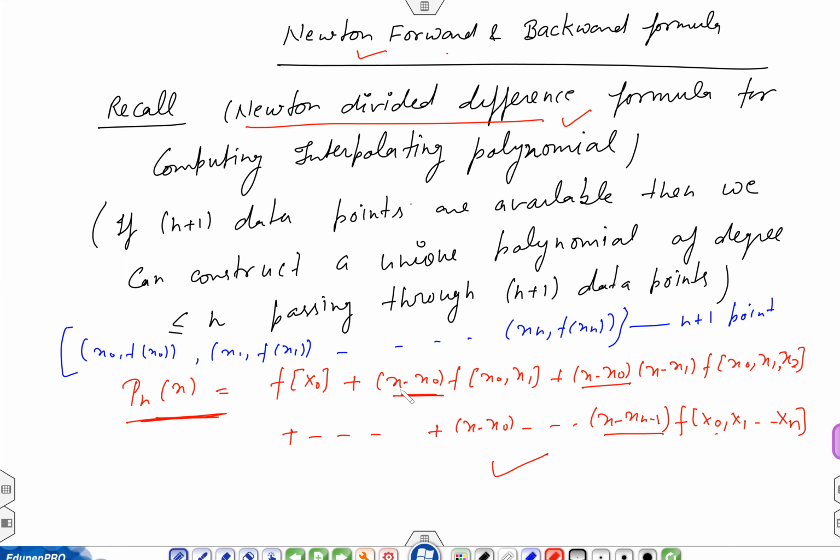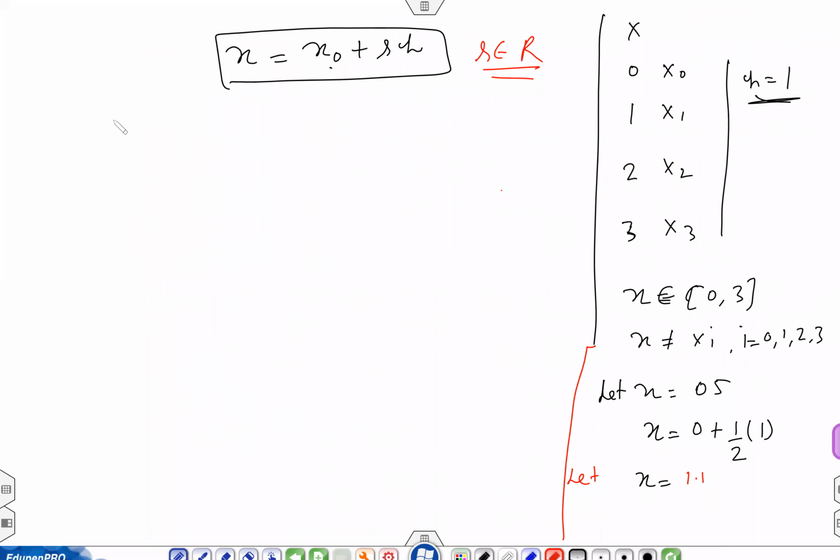So let us compute the value of x minus x0 because it is given in the formula. That's why we are computing the value of x minus x0. X आपका क्या है? x0 plus sh, we are assuming x equal to x0 plus sh. Okay. So what is the value? Minus x0. It is coming out to be sh. So this is the value. We have computed one. Okay.